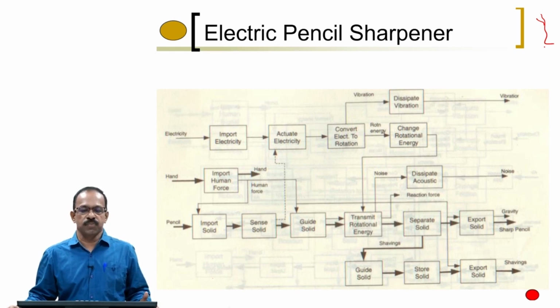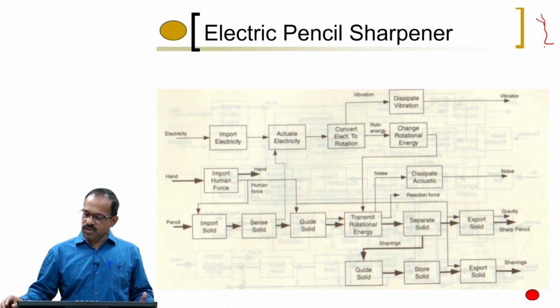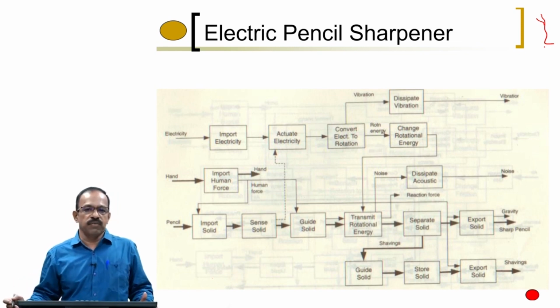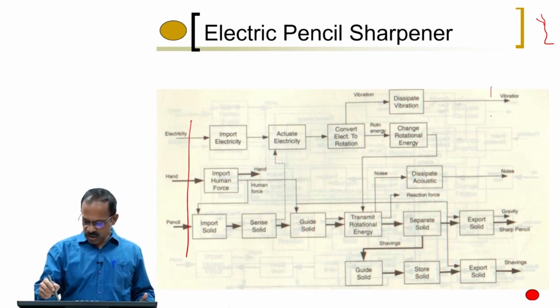The first one was the FAST method, function analysis and system technique, and the second one is the flow method, or we call it the black box approach or function structure method. This is one of the most commonly used methods, and many times the students find it a bit difficult to understand and implement. That is why I have taken a few examples to show how we can do the functional decomposition using the function structure approach. In this approach we consider the important flows taking place, that is, what are the flows going into the product and what are the flows coming out of the product.